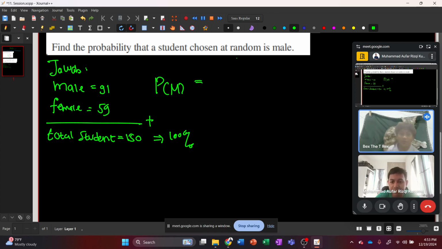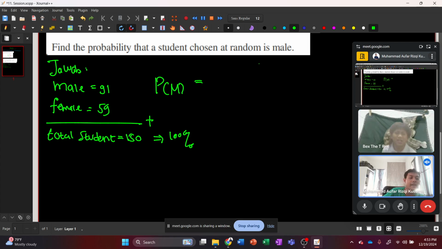So the female is 59 and the male is 91. Roughly, extremely roughly, we can say that the female is 50 and the male is 100. This is not done yet. This is only an approximation, making it simpler. So let's say male is 100, female is 50, but that's not true at all.